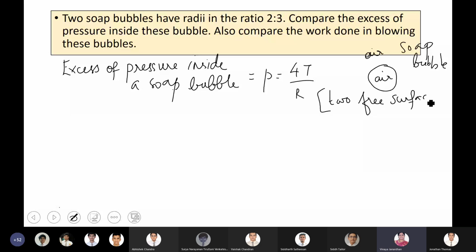Now, can you do the first part of the question? Compare the excess of pressure inside these bubbles. The surface tension will be the same because both the bubbles are from the same soap solution. So you have to find what P1 is to P2. Jayant, Joshua, John, Jacob, all of you find what is P1 is to P2.